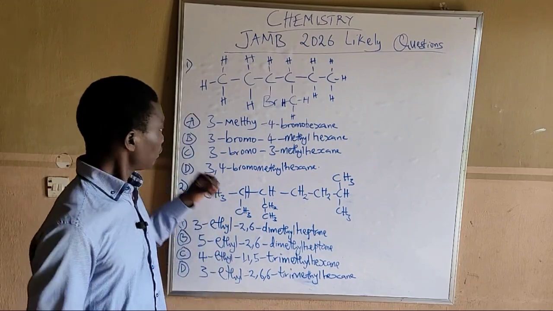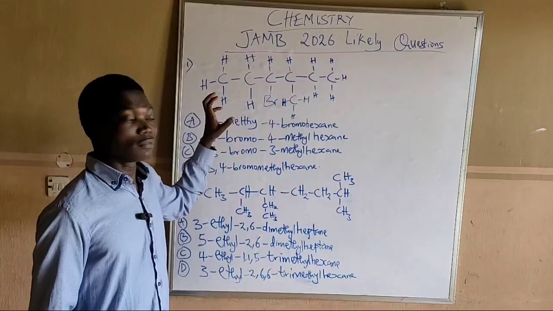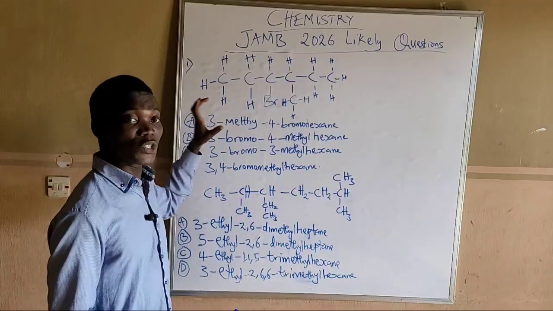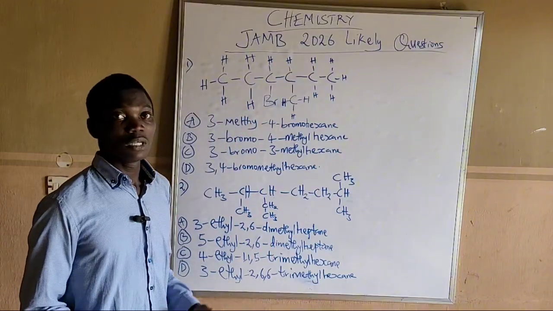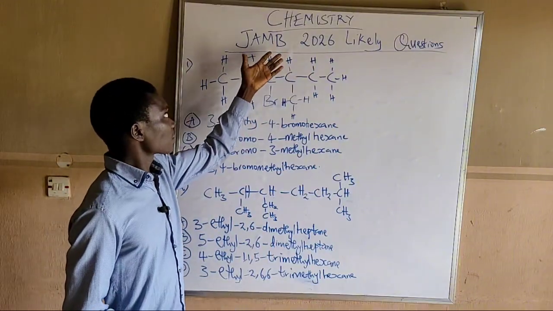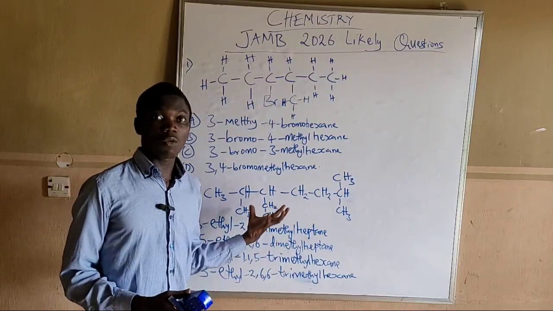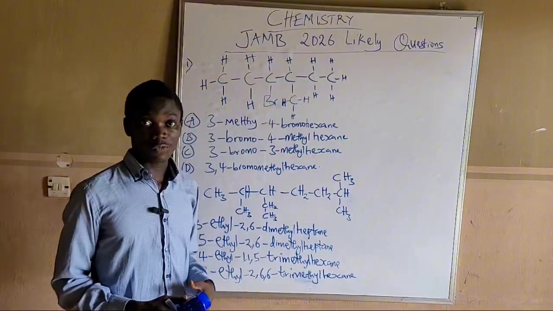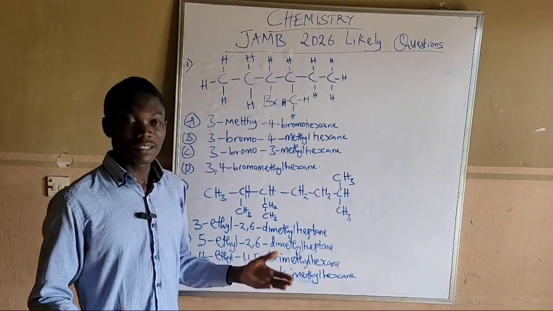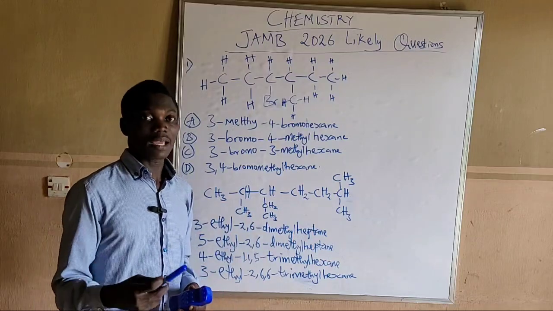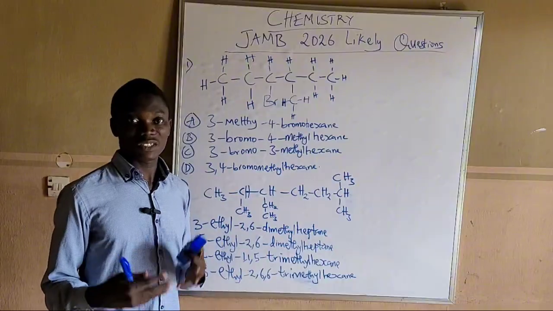You are welcome. In today's class, I am going to show you the easy way you can easily get the names of these structures given before you. This is one of the aspects that students find difficult in chemistry, the organic aspect of chemistry. This is likely a JAMB question you will come across this year, and not only in JAMB, WAEC as well, because JAMB objective and WAEC objective are quite similar.